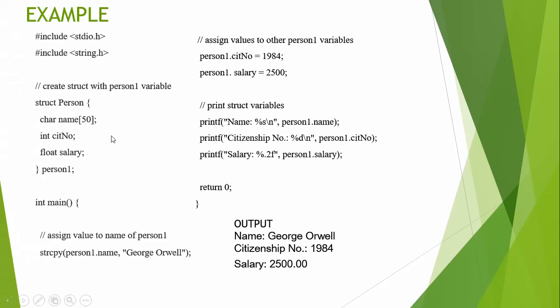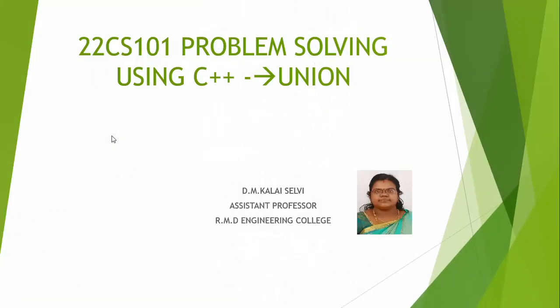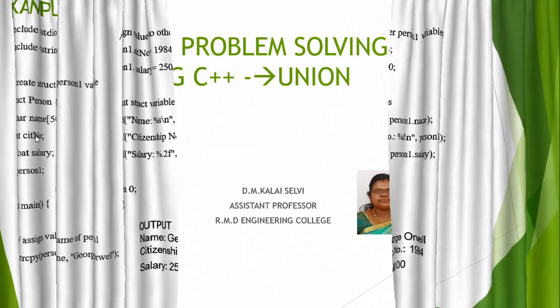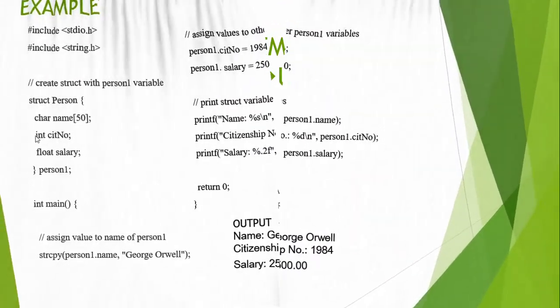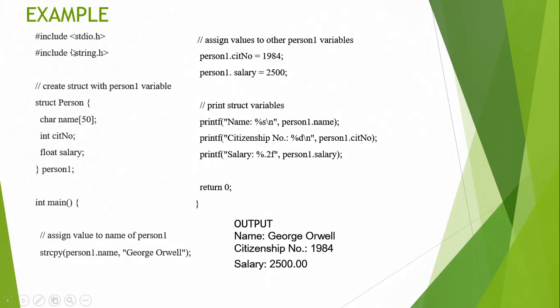This is an example for a structure variable. Include stdio.h, include string.h. Now we are going to assign a structure of a person. It can hold the name, city number, salary. So name will be in the character data type, city number will be integer, salary will be float, and then we are going to assign a structure variable. The structure variable is person1.